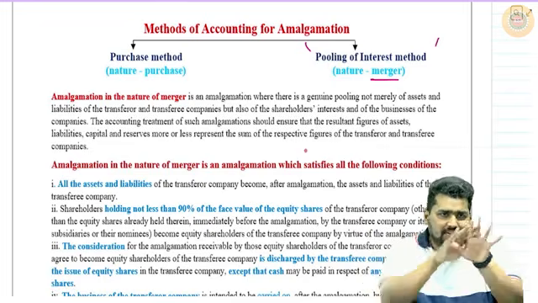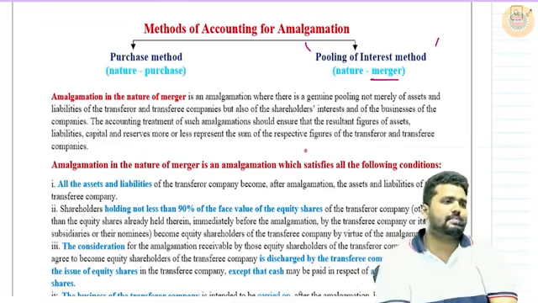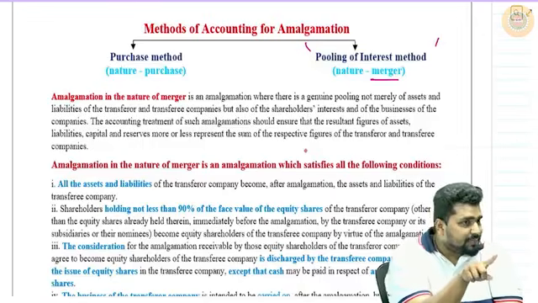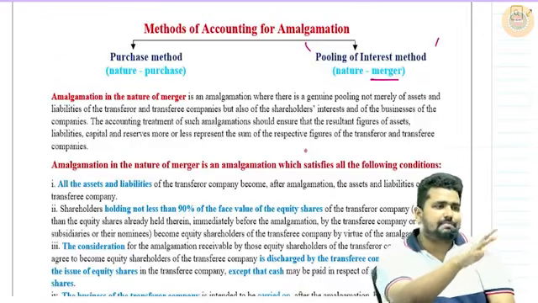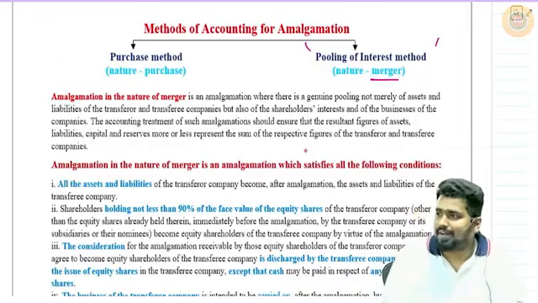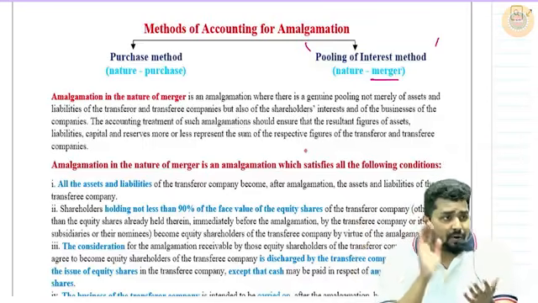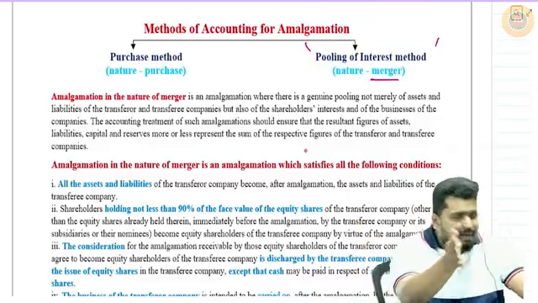Clear? So, if all the 5 conditions are satisfied, then the amalgamation is called an amalgamation in the nature of merger. Then what method of accounting do we have to adopt, sir? The pooling of interest method. Now we are asking AS14, come on, tell me.